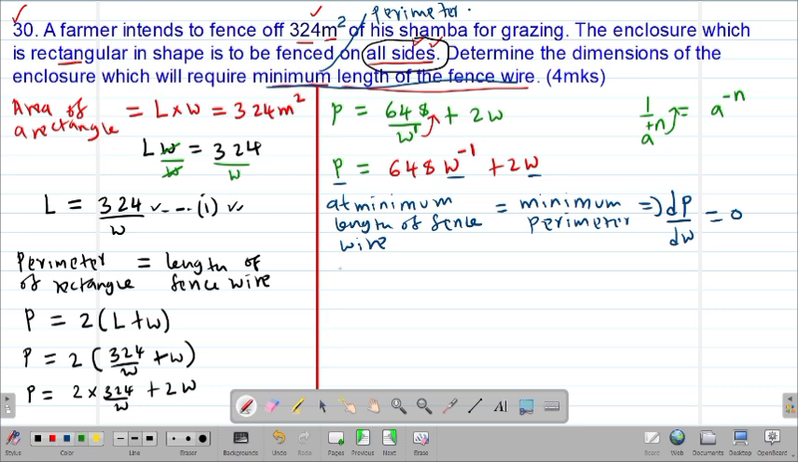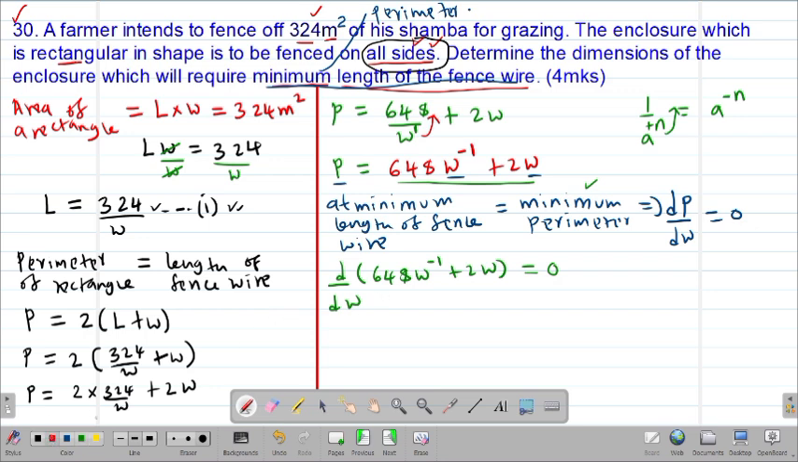Therefore, we're going to say that d over dw of the perimeter, which is 648 w to the power of -1 plus 2w, which is basically this equation, must be equal to 0. That is at the minimum point or at a maximum point.